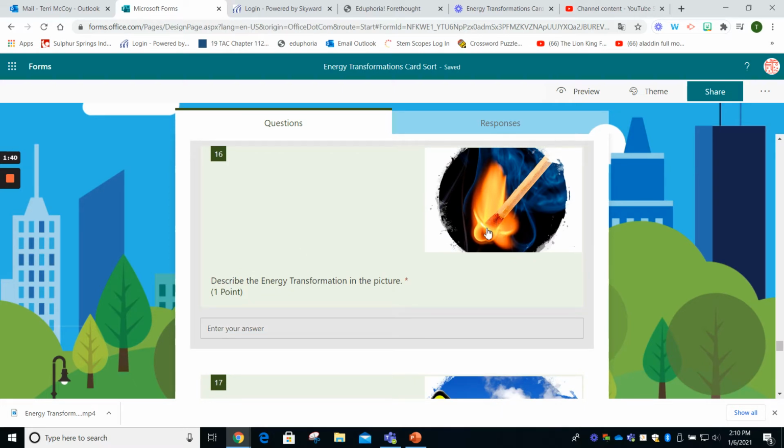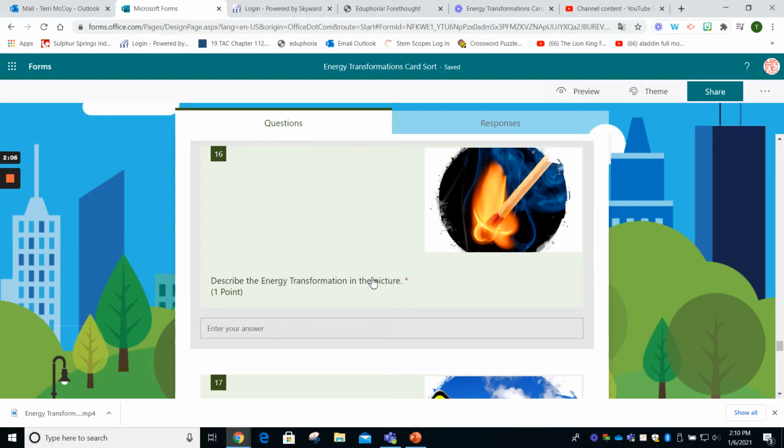Next, we've got a match that's been lit on fire. So describe the energy transformation in the picture. This one's kind of cool, because if you look at a match before it's been lit, it has a chemical on the end. So they start with chemical energy. To light the match, you have to flick it against something, right? So that's mechanical energy. And then it lights up and we see what is in the picture right here.